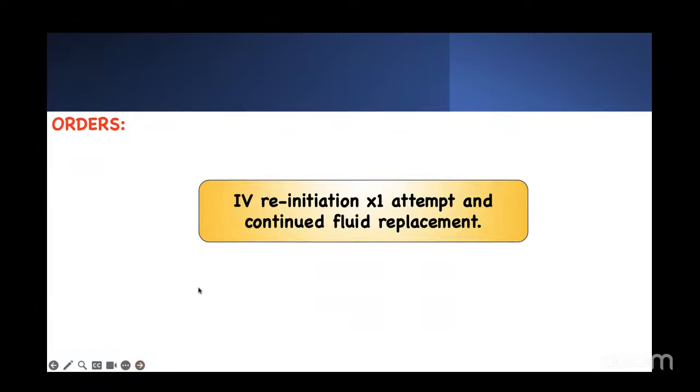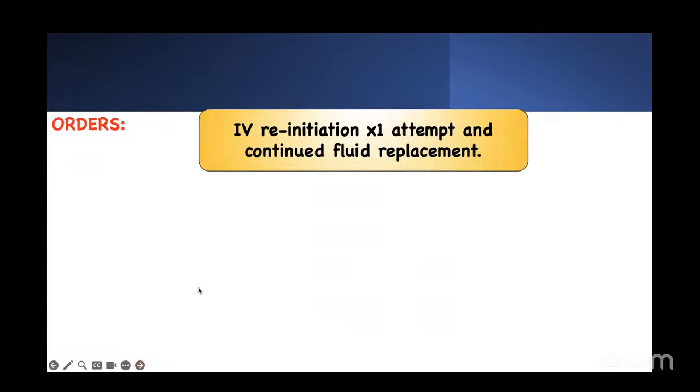Now, you've seen the case. Now, what do you think is going on? What would you do now? What are you going to do? These are the orders the doctor gave to the nurse. Then the doctor doesn't care. He said, IV reinitiated times one. That's the order. He does not care whether the patient is refusing. He said, you've got to place another IV because we need to hydrate the patient, right? And continue IV fluid because the patient is dehydrated.